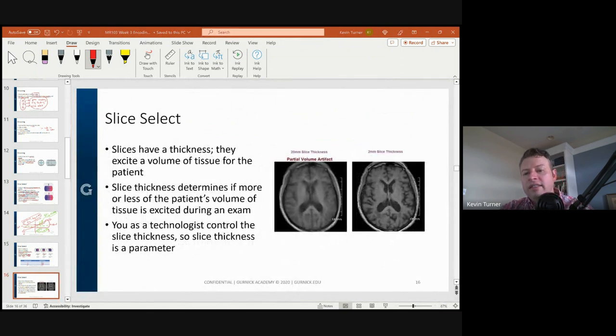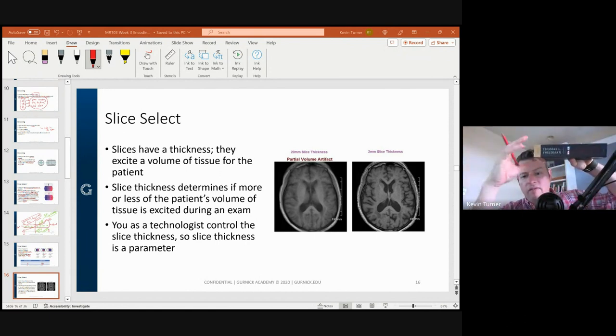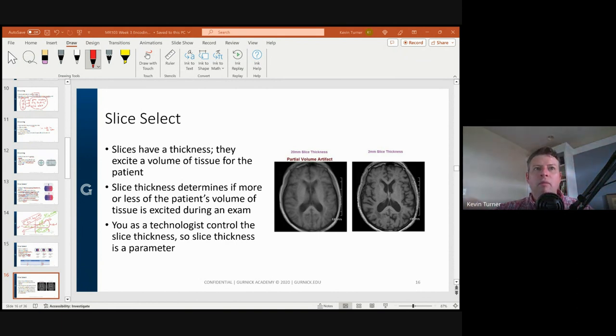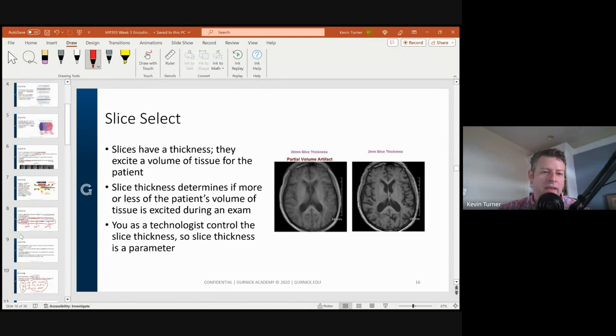The negative of thin slices is not time. It's something called SNR, signal to noise ratio. It makes the noise, we get less signal. When we're doing MRI images, sometimes we get noise in the image, but a big thick volume, big thick slice gives you more anatomy. Let's take a look. We're not going to go too far into SNR because we go into it next week.